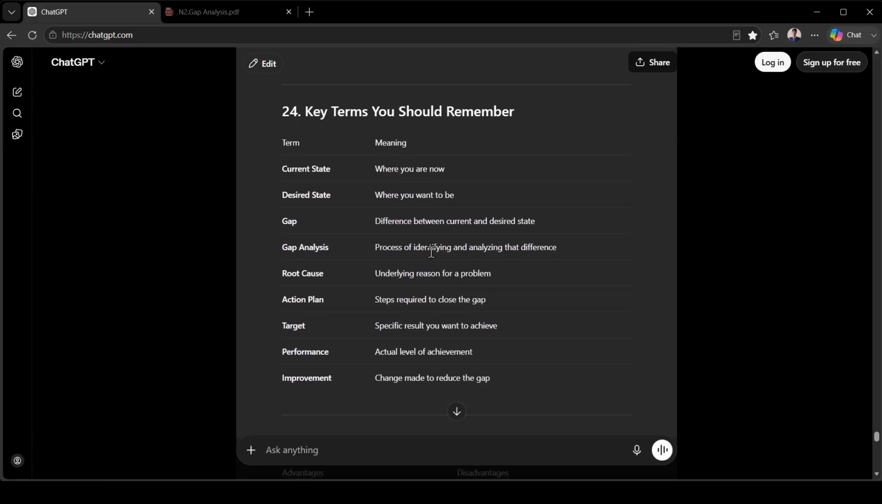So key terms you should remember, term and meaning. Current state, where you are now. Desired state, where you want to be. Gap, the difference between current and desired state. Gap analysis, the process of identifying and analyzing the difference. Root cause, the underlying reason for a problem. Action plan, steps required to close the gap. Target, the specific result you want to achieve. Performance, the actual level of achievement. Improvement, change made to reduce the gap.